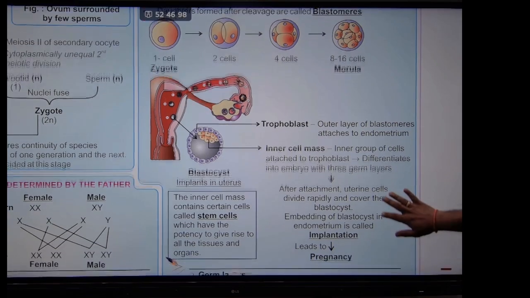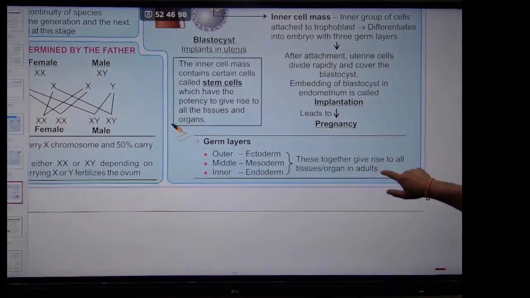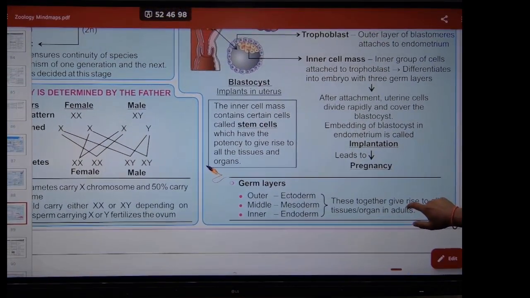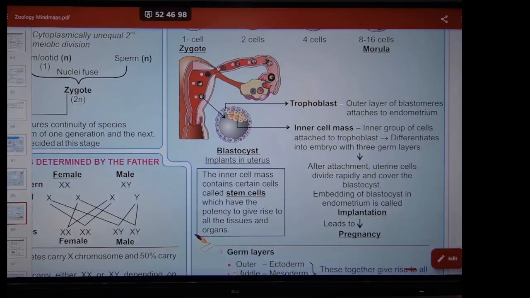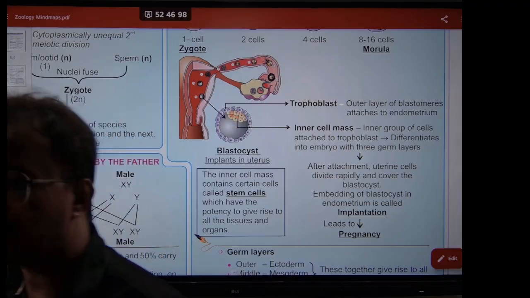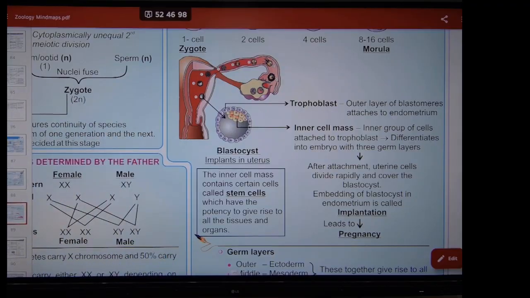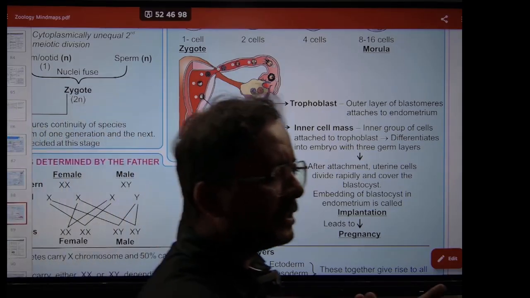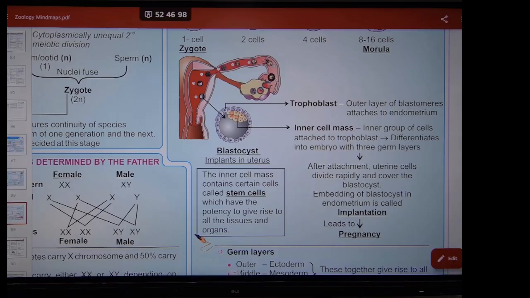And the placenta here, what is placenta exactly, guys? After the implantation, the trophoblast forms finger-like projections called the chorionic villi, right? And the maternal tissue also interdigitates with the chorionic villi to form a functional connection between the mother and the fetus, and that is called the placenta. What is the function of placenta?